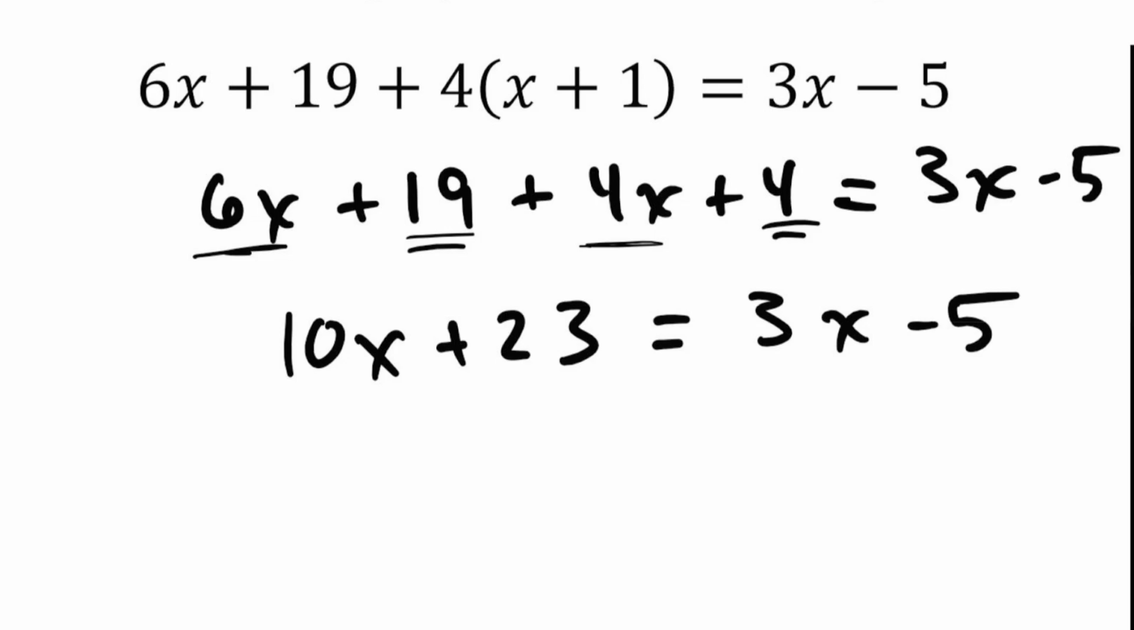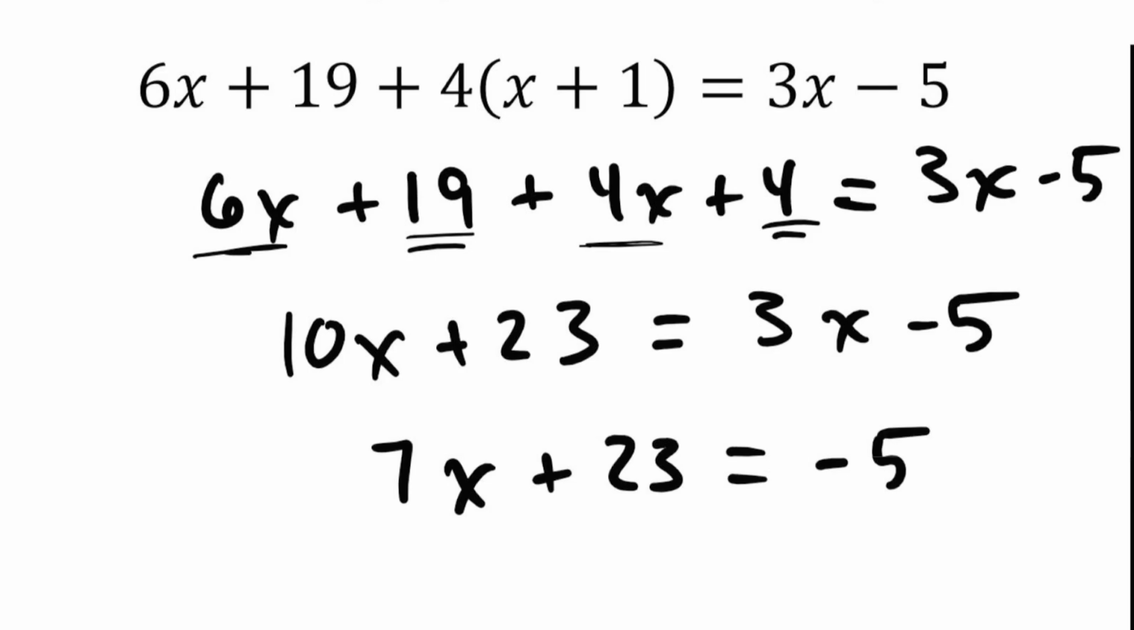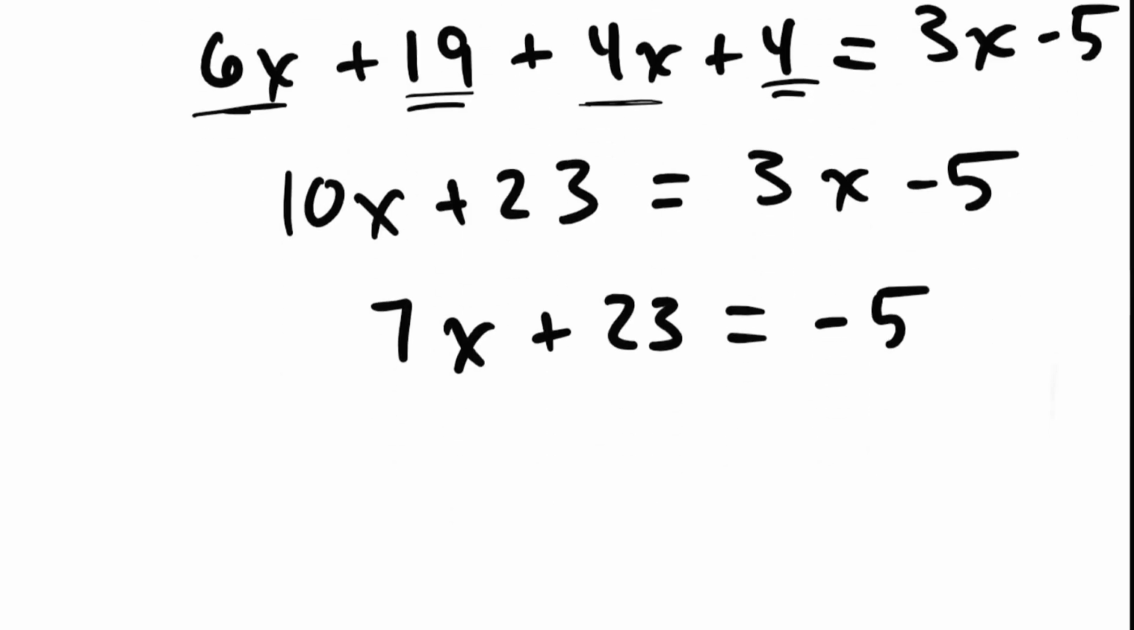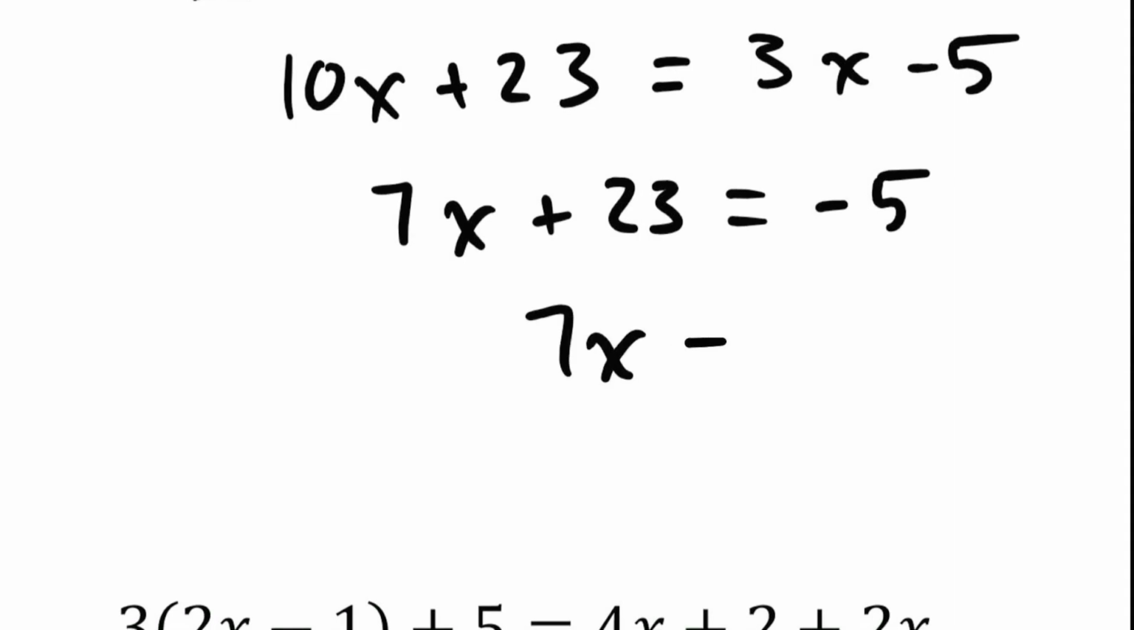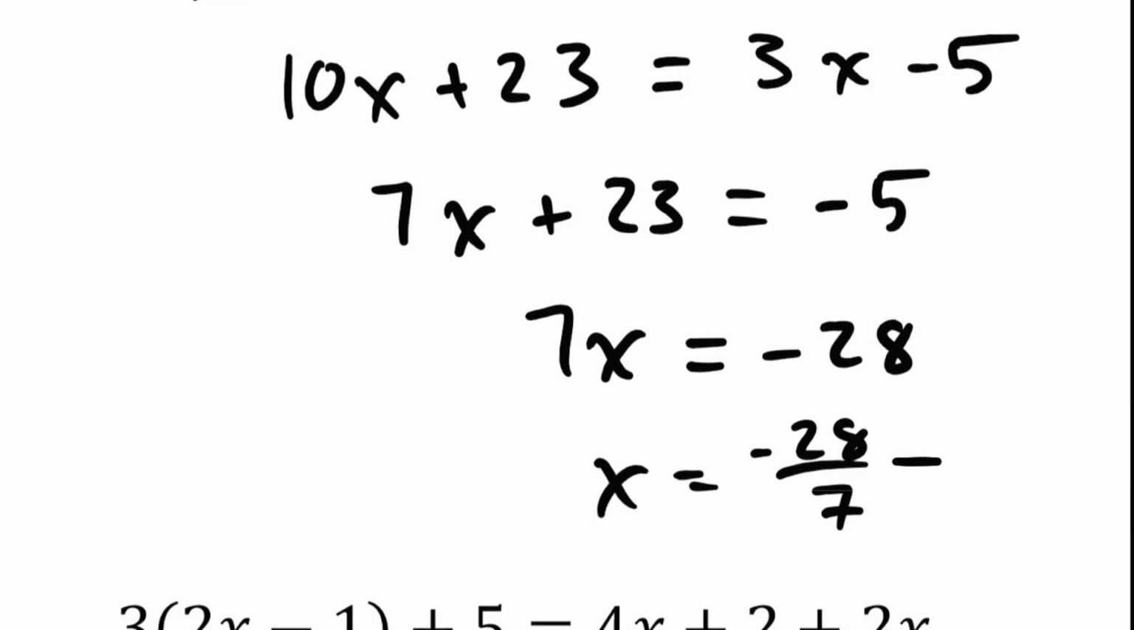If I continue here, I guess I can take away 3x from each side. So this side is going to become 7x if I take away 3x. And the other side is just going to become negative 5. And then if I take away 23 from each side, this will become 7x is negative 28. And in the last step, if I divide both sides by 7, I get that x is negative 28 over 7. And that happens to reduce, right? That is the same thing as negative 4. So x is negative 4.